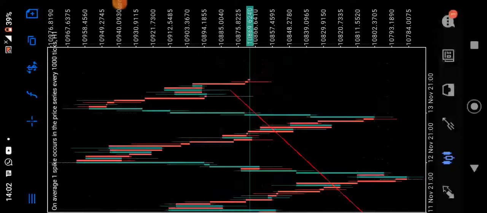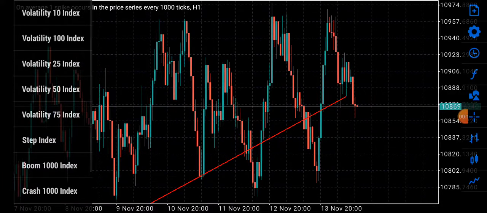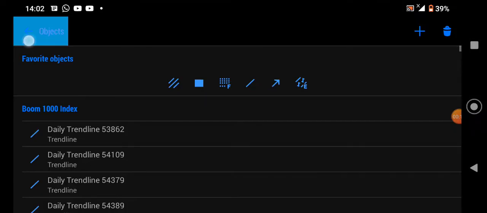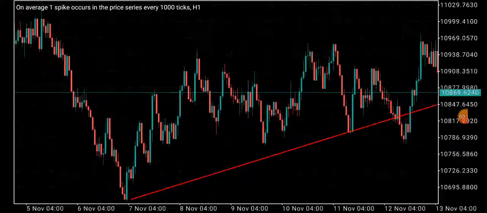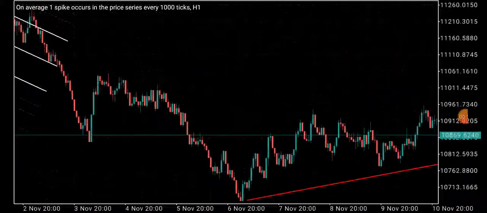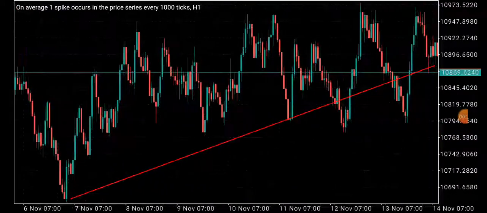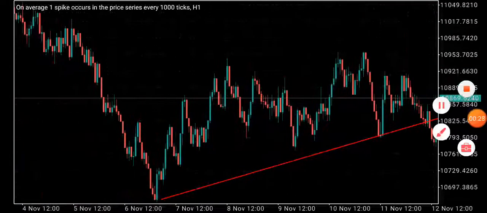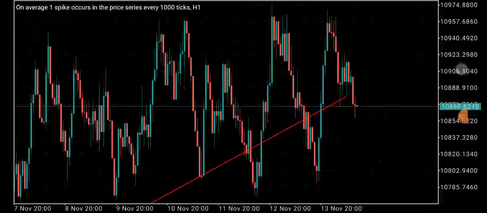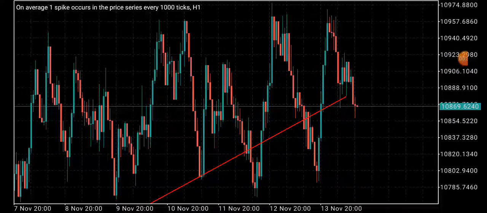Okay, so today I'll be showing you how to use the Andrew Pitchfork as a beginner. The Andrew Pitchfork is one of the most advanced tools used by pro traders, so I would advise you to learn the basics first. That's why I'm making this video, so that you learn the basics of the Andrew Pitchfork.